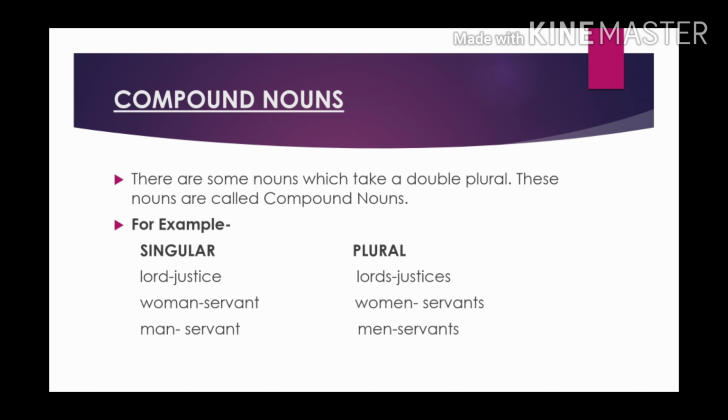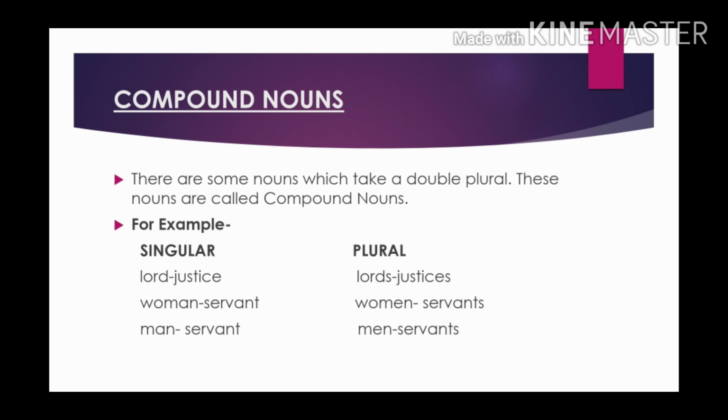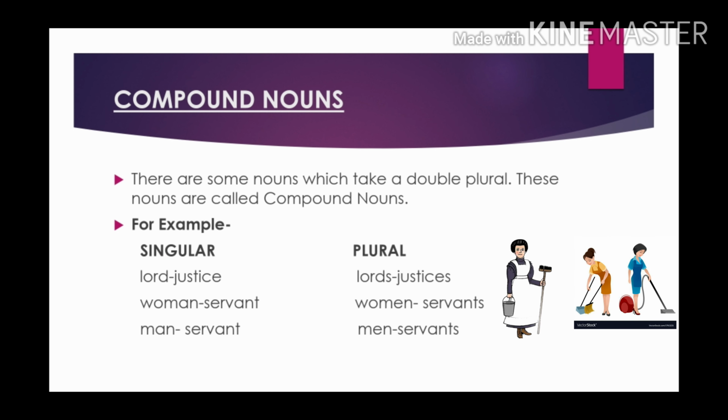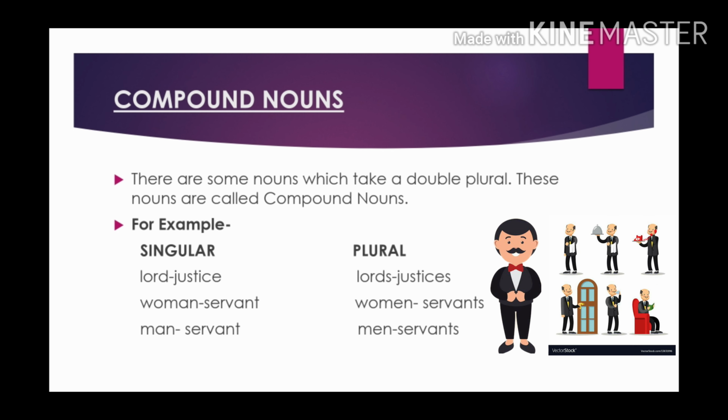Now we also have one more thing, that is compound nouns. What is a compound noun? There are some nouns which take a double plural. These nouns are called compound nouns. Let's take an example to understand. Singular Lord Justice becomes plural Lords Justices. Woman servant becomes women servants. Man servant will become men servants. So these are called compound nouns.